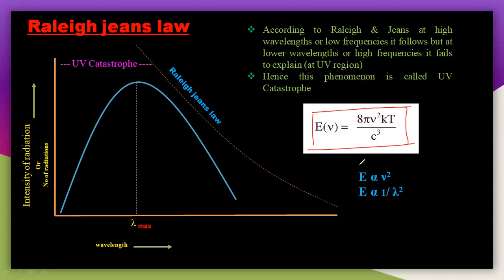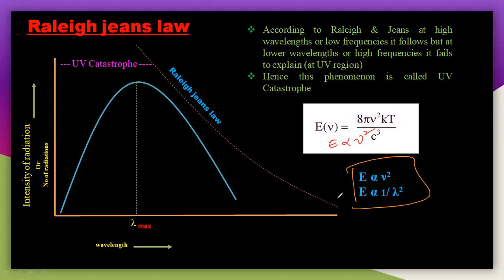So he told that energy is directly related with nu squared, where nu is nothing but the frequency. So he has given a particular relation. I don't want to discuss the derivation of this, but you can see the derivation of Rayleigh and Jeans law on YouTube also, and you have to study this in physics also. This particular equation gives a relationship between the energy and frequency, so that is frequency squared here. You can easily understand that.